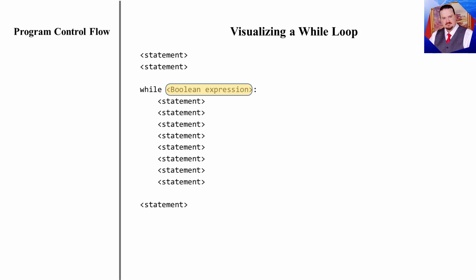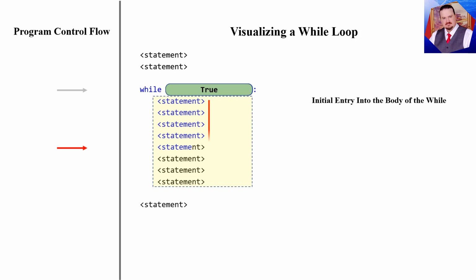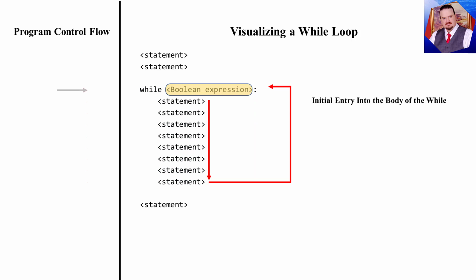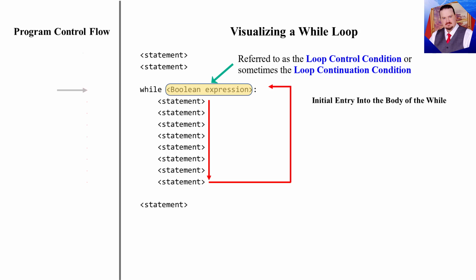So let's begin to see what happens in terms of the program control flow when we begin to process a while loop. So here we see we get to the while loop, it tests the condition to see if it's true. We enter the body of the while and we step through sequentially each statement of the while loop. And as you can see here, once we get to the last statement of the while, we come back and we retest the very Boolean condition, which is called the loop control condition of the while.